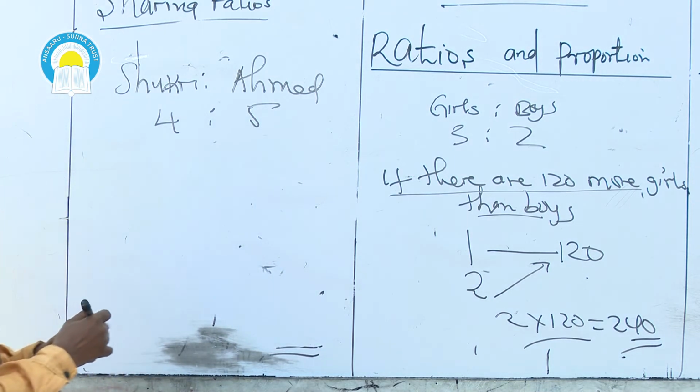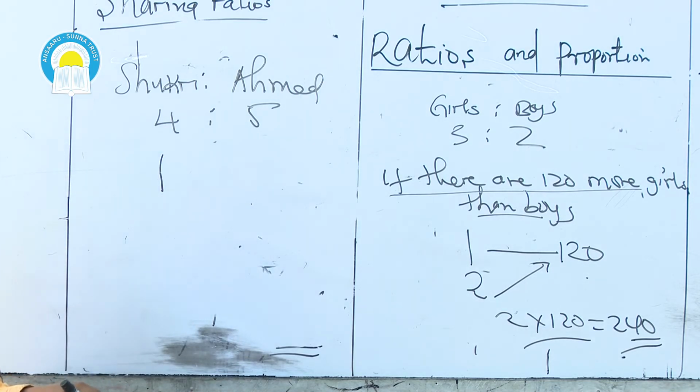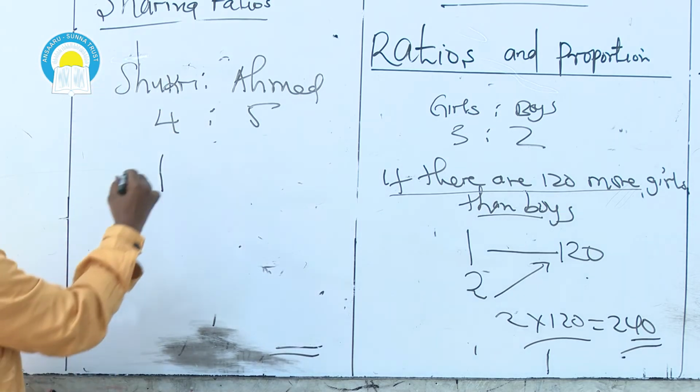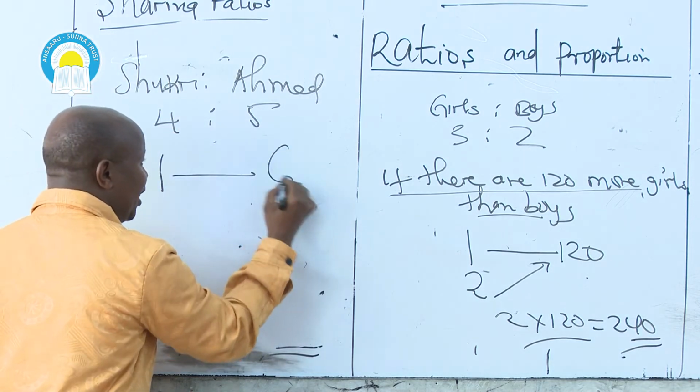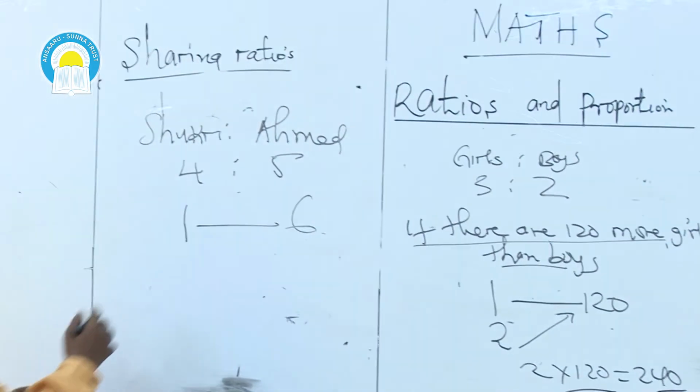According to the ratio now, Ahmed got 1 more. But in the question, we are told Ahmed got 6 more. That means 1 is equivalent to 6. So, how much money did Shukri get? Which is represented by 4.